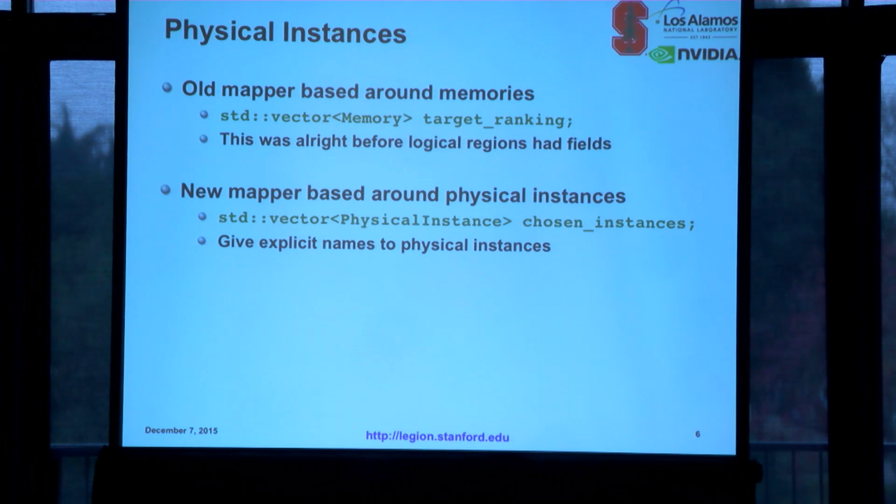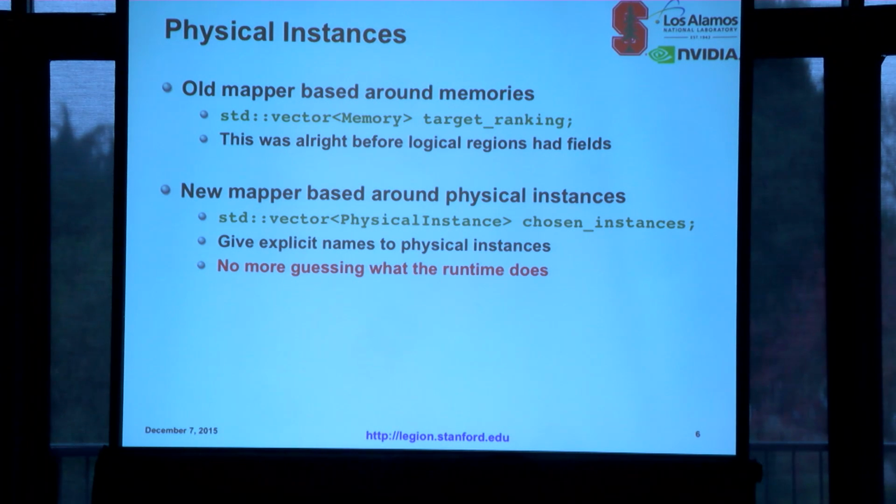And so the mapper is going to have names for physical instances, and this is going to come up in a lot of very different ways, and we're going to look at some of those. One of the most important side effects, though, and I'll point this out right now because it's one of the most important things I want to get across, is that there's not going to be any more guessing about where the runtime actually puts your data.